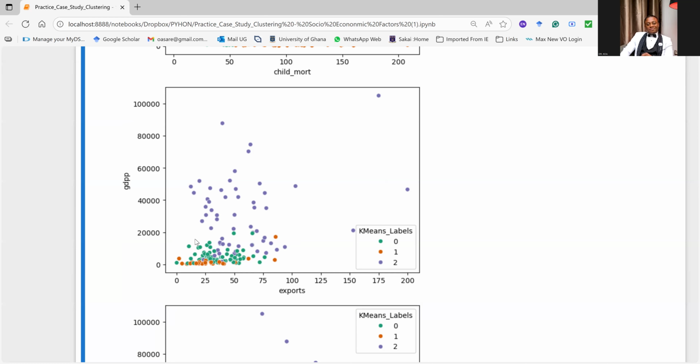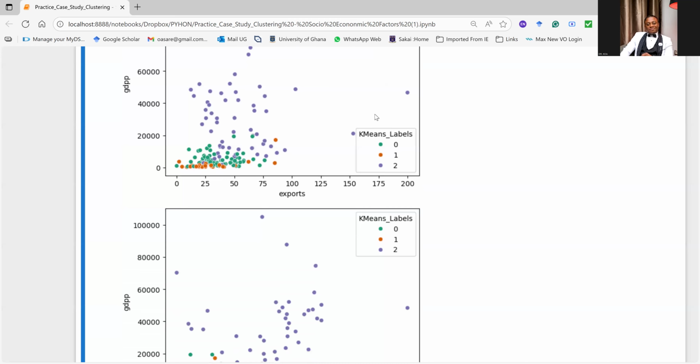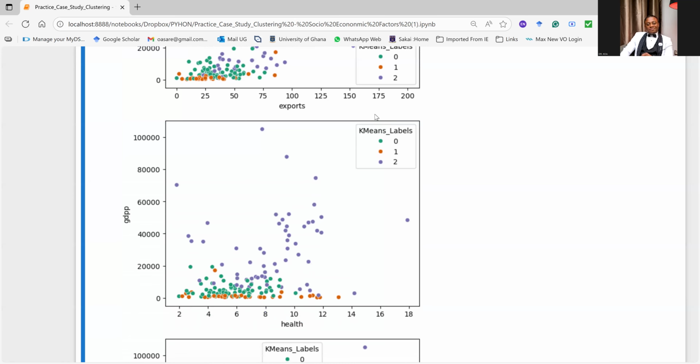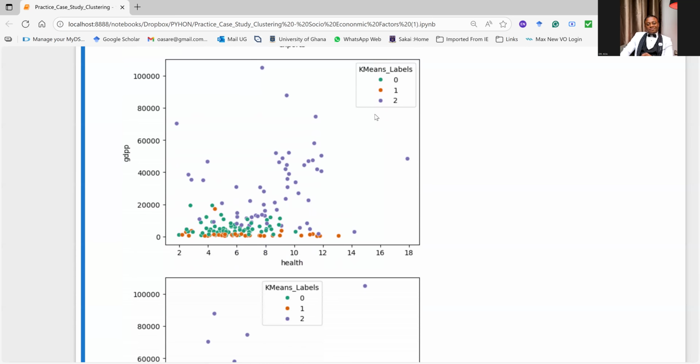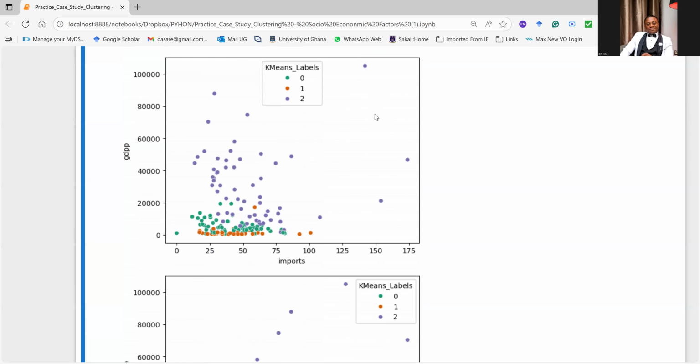And then there are also some wealthy countries that are really high. Look at this. That's where the outlier comes. Very high GDP, very high export. So again, this clustering with the coloring helps us to see clearly what is happening. And I'm sure it's going to cut across all of the rest.